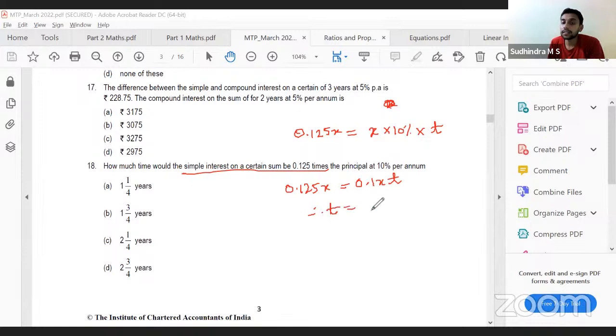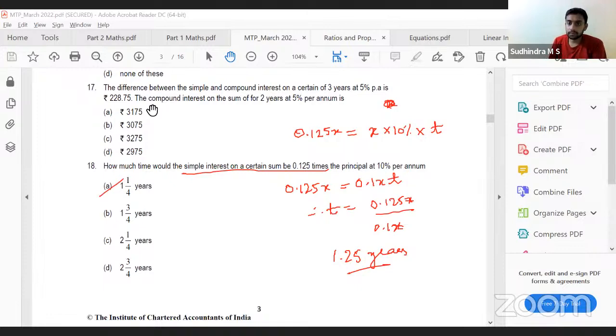Therefore, t is 0.125x divided by 0.1x. X goes off. 0.125 divided by 0.1 is 1.25 years. So 1.25 years is nothing but 1 1/4 years. Option A.